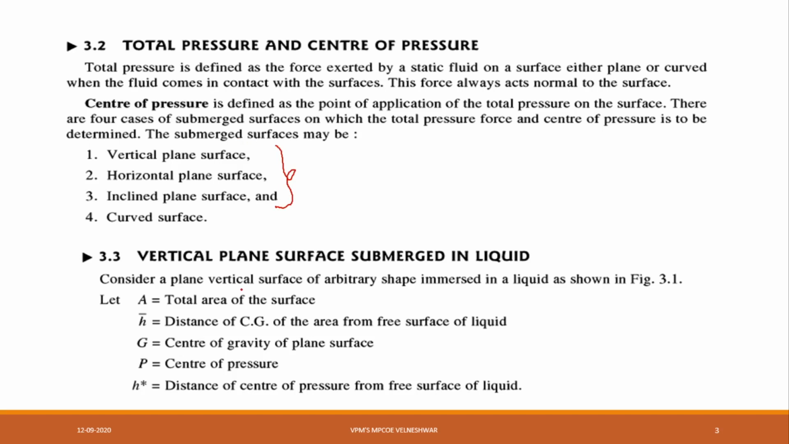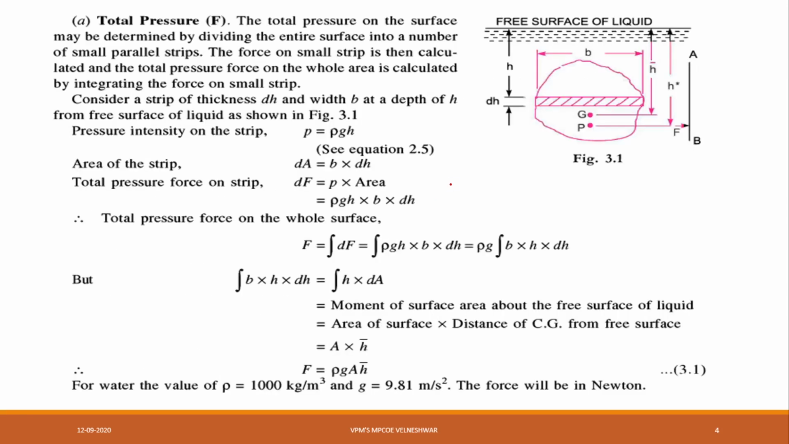Now, vertical plane surface submerged in the liquid. Here we consider a vertical surface of arbitrary shape in a liquid, as shown in the figure. See the figure: the free surface is at the top, and there is one body, whether we call it a ball or whatever, and it has some strip. This is the center of gravity of the body, and this is the total pressure. The height of the strip is dh and the width of the strip is b.